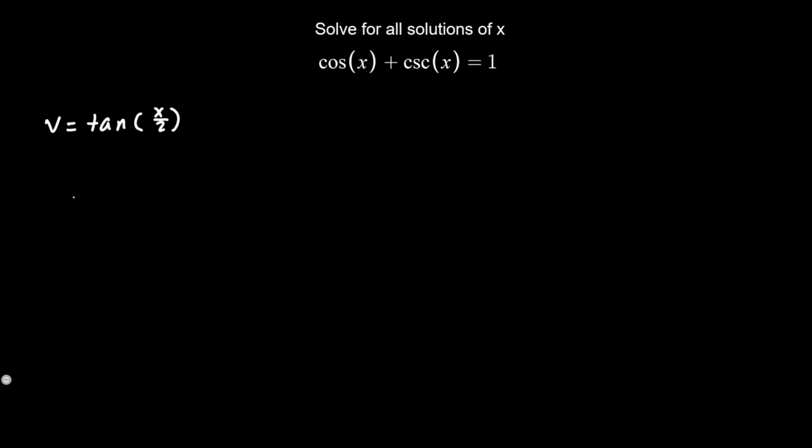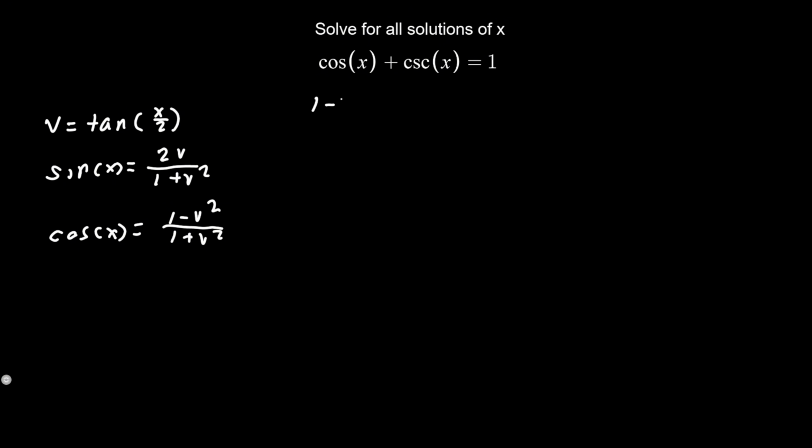And sine and cosine are going to depend on tangent x over 2. So sine of x is 2v over 1 plus v squared, and cosine of x is equal to 1 minus v squared over 1 plus v squared. So we're going to go ahead and just plug everything in right here.